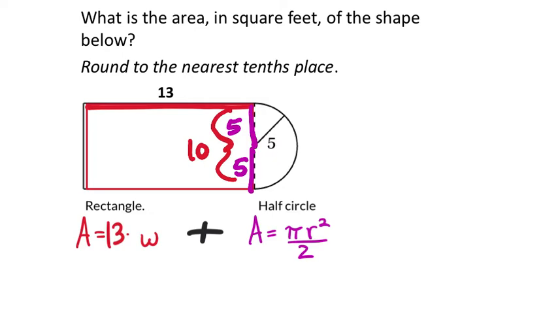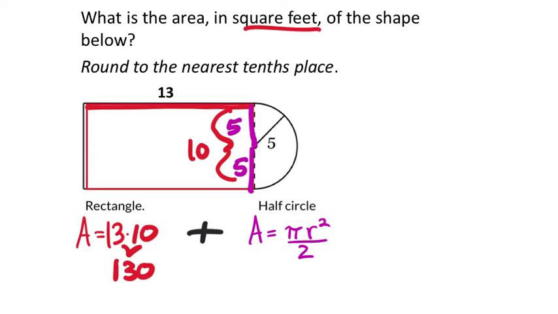So it's a 13 by 10 rectangle, meaning I can go into my formula and replace my width now with 10. Now I can calculate that. I can say, well, 13 times 10, I know is 130. In this case, square feet. I'm not going to worry about the label yet because I'm just going to label the answer.